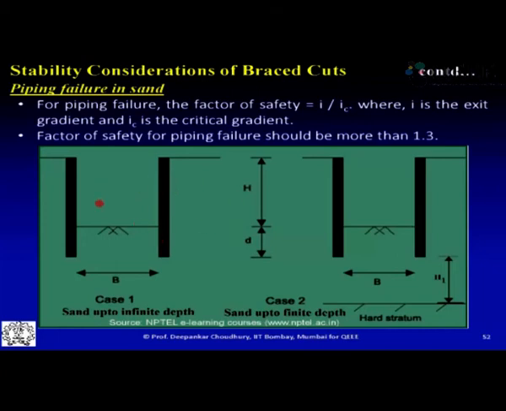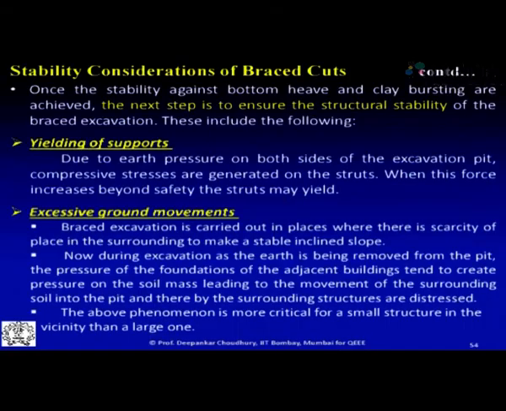One thing is, either from this clay bursting or piping failure, any one of the conditions will exist at site, and braced and bottom heave criteria. Another type of failure which may occur is called yielding of the support. How will the yielding of support take place? Due to the earth pressure in the excavated pit, compressive stresses are generated, so this strut may yield or fail. So these struts have to be designed properly with those compressive loads calculated properly.